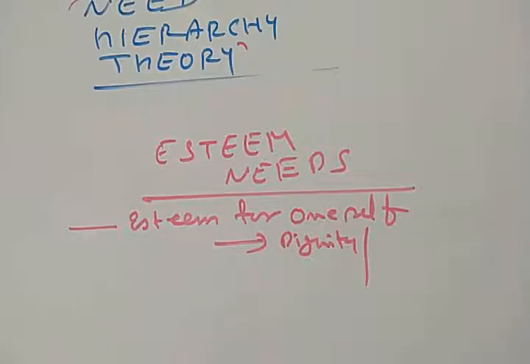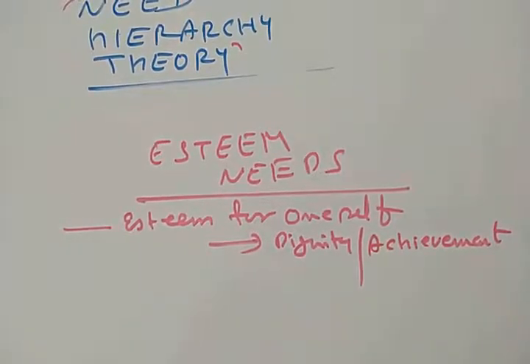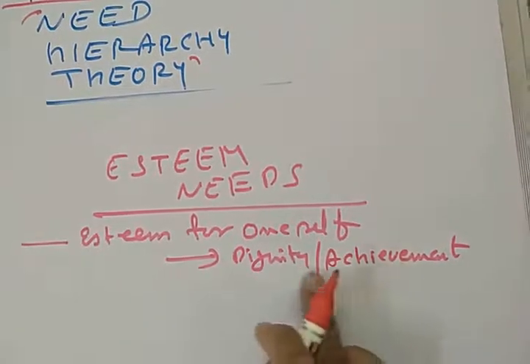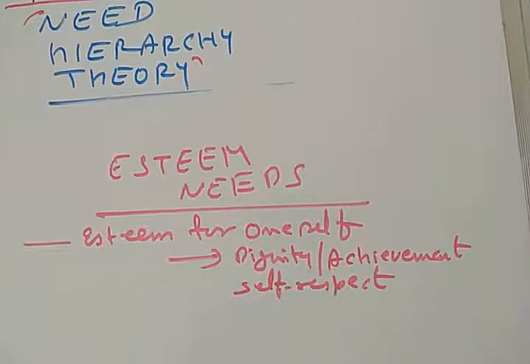If I take you back to history, Mahatma Gandhi was forced to come out of the first class compartment in South Africa, and he refused. What was that? That was the esteem need, esteem for oneself. He said, this is my dignity. If I have purchased a ticket, I have full right to sit in the first class compartment. So this type of thing is dignity for oneself. Another example may be achievement, self respect, etc. So this is categorized as esteem for oneself.